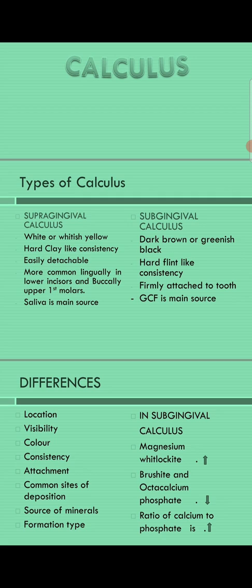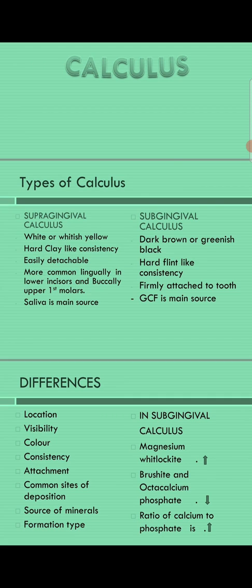There are different crystal forms which are formed during calcification of plaque. One crystal form is magnesium whitlockite. Second is brushite and octacalcium phosphate. Now in subgingival calculus, the magnesium whitlockite is greater than in supragingival calculus. Meaning in subgingival calculus, the magnesium whitlockite crystalline form is more present as compared to supragingival calculus. This is an MCQ point. Second, brushite and octacalcium phosphate crystalline forms are less present in subgingival calculus as compared to supragingival.